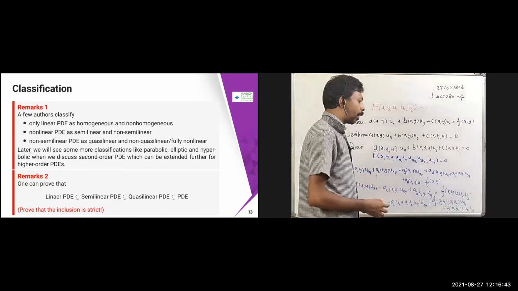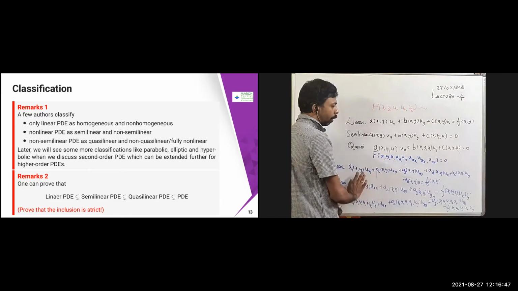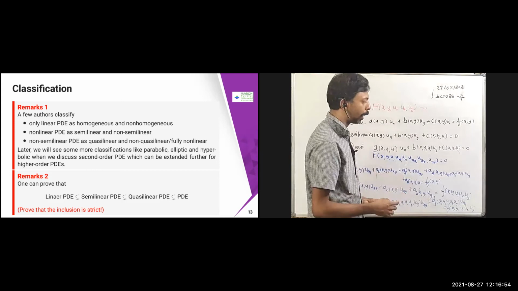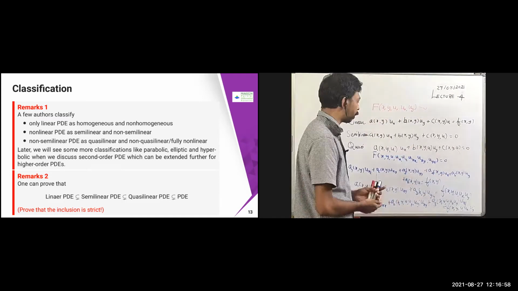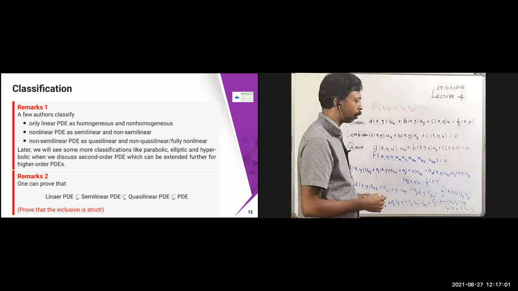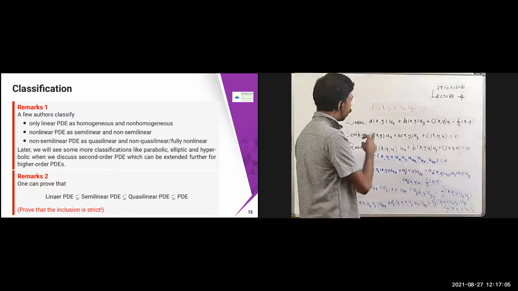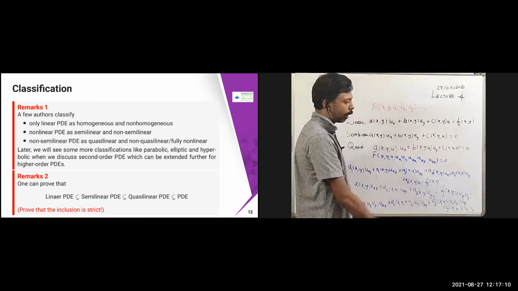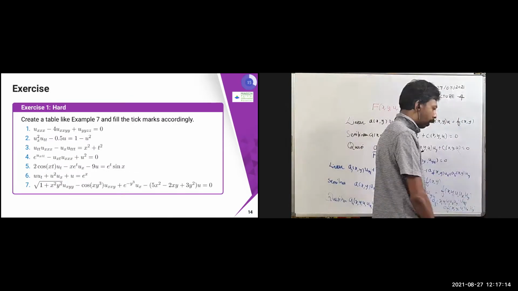In the later part, we'll see this classification for linear PDEs. For this second order PDE, we will check whether it's hyperbolic, parabolic or elliptic. That can be extended to higher order PDEs also. You can easily prove that linear PDE is a subset of semi-linear PDE, semi-linear PDE is a subset of quasi-linear PDE, and quasi-linear PDE is a subset of PDE. I leave this as an exercise.